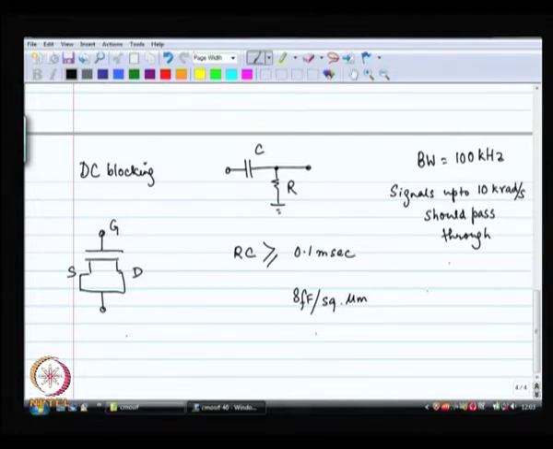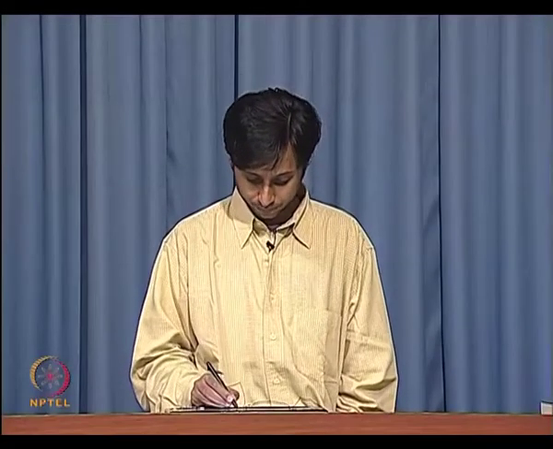Okay, which means that if you want to build 8 femtofarads, 8 into 10 to the power minus 15 farads, then you need 1 square micron. All right. Resistors, you can use some high resistivity polysilicon, special masks and so on. You can get resistances of up to 1 kilo ohm per square.